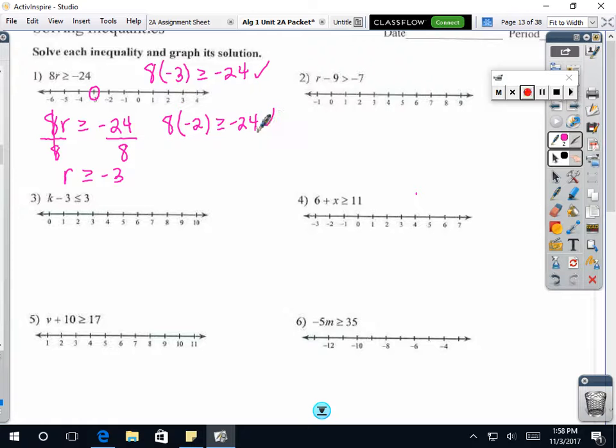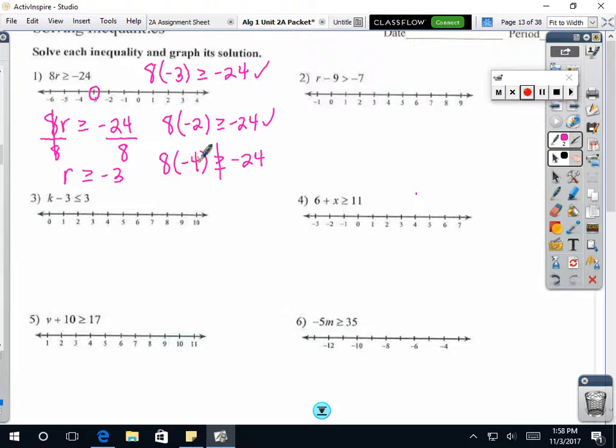Right. Now let me plug in a number that is not greater than or equal to negative 3, so a number like negative 4. 8 times negative 4 would be negative 32. Is negative 32 greater than or equal to negative 24? No. That's further from 0, so it's not greater.